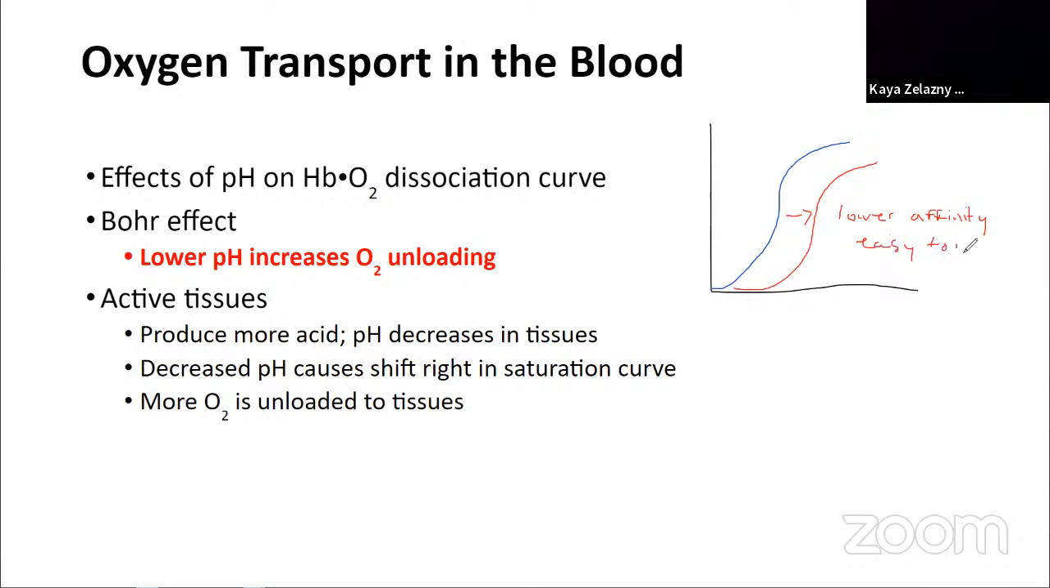And we're going to see that a lot. Really all of these effects, I think, are going to be kind of related to this, right? So related to this idea that we want to respond to tissues that are using oxygen and producing carbon dioxide by making it easier to get oxygen to them, right? Making it easier to unload. So that's why we're going to see a lot of right shifts, basically.